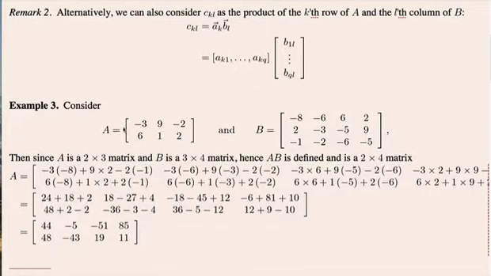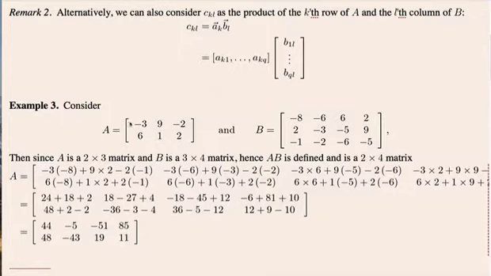For example, if we consider this A matrix, this is a 2 by 3 matrix, 2 rows and 3 columns, and B as this matrix, which has 3 rows and 4 columns, so a 3 by 4 matrix. 2 by 3, 3 by 4, the 3's match. That means AB is defined, and A times B will be a 2 by 4 matrix. 2 is from here and 4 is from there. And we calculate the following way.